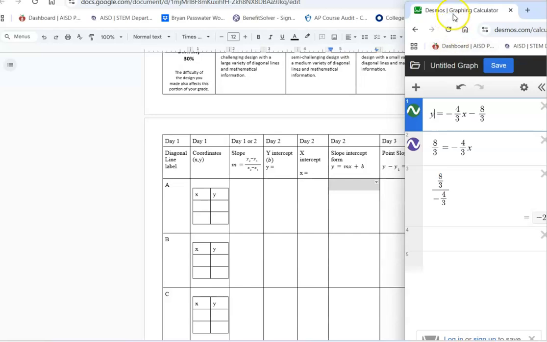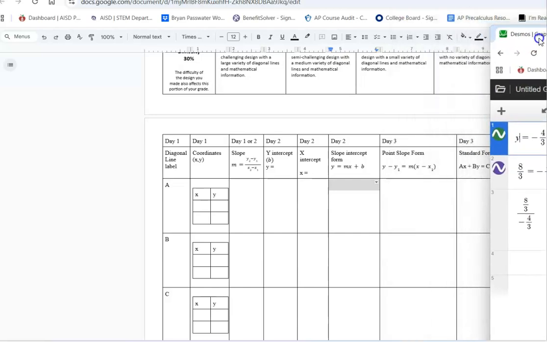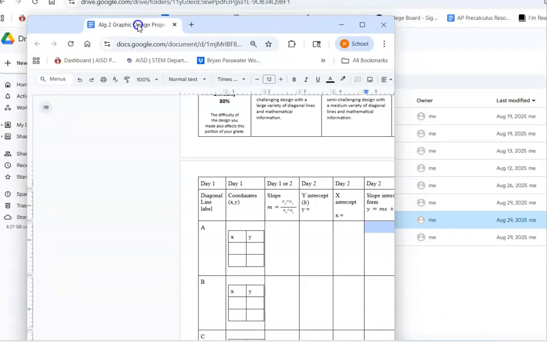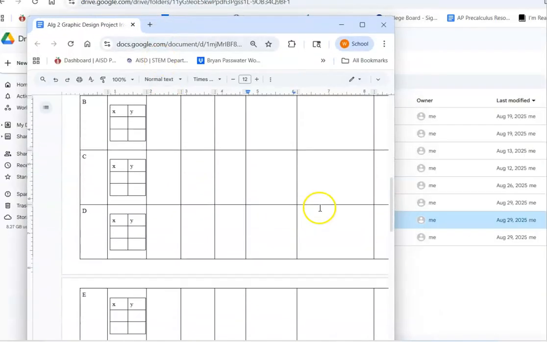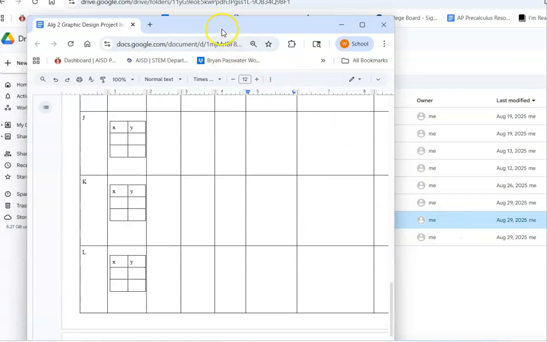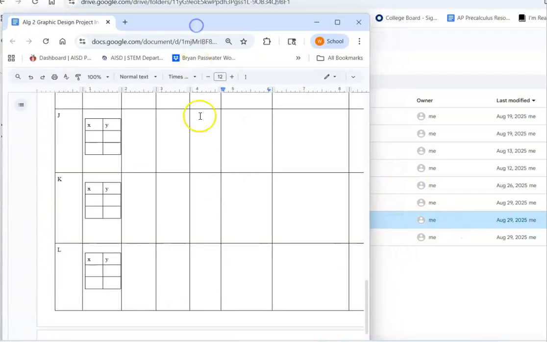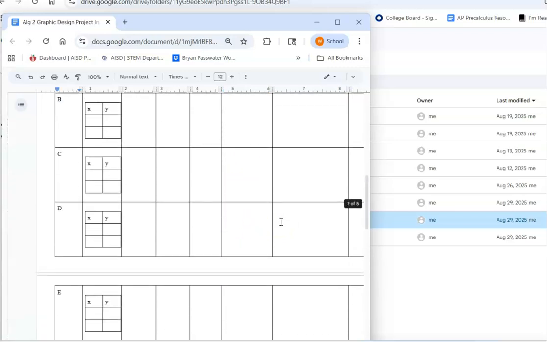Point slope form isn't bad either. Let me make this go over here. Sorry, I'm having technical difficulties. Why is it not scrolling over?